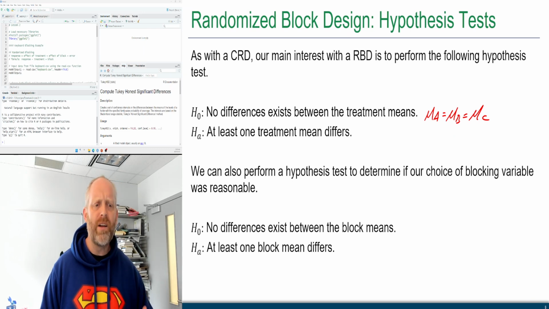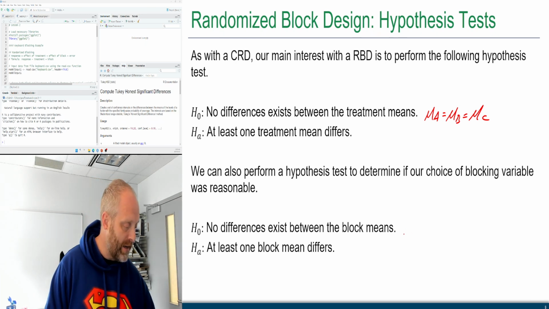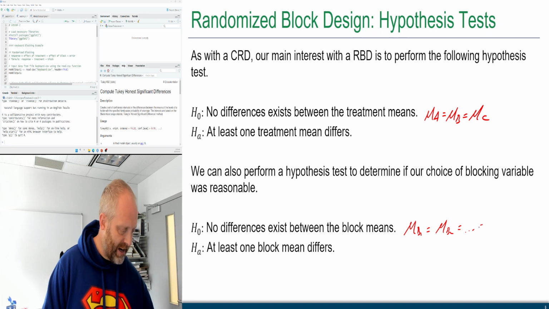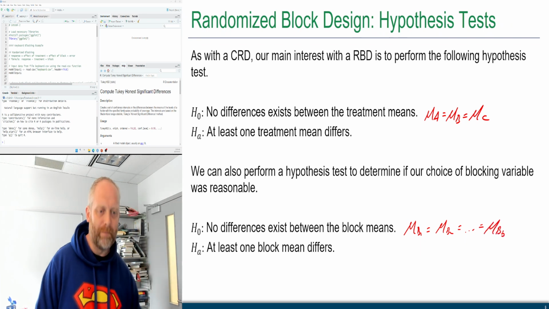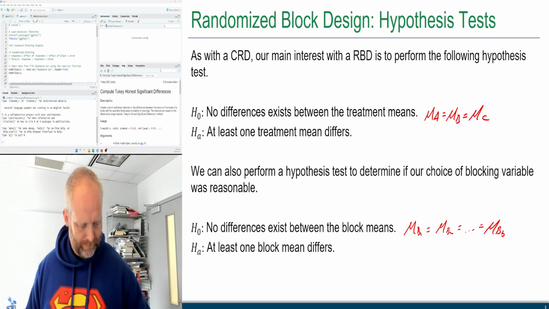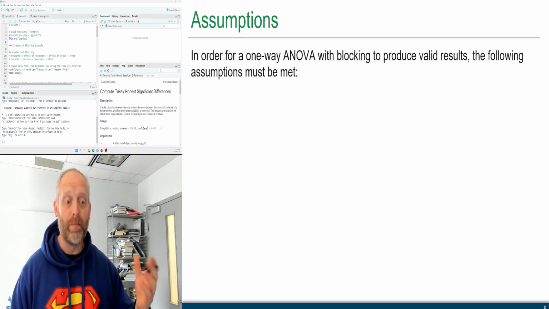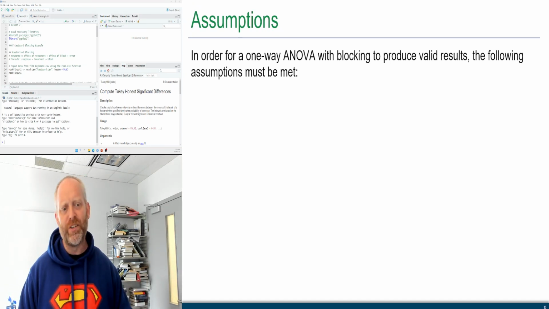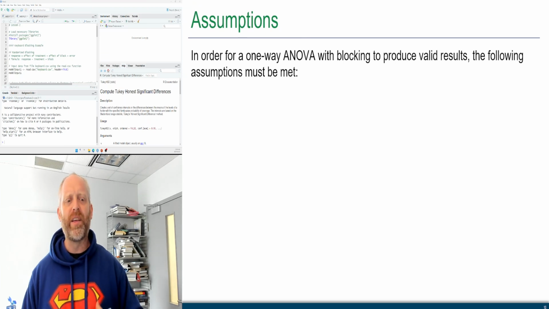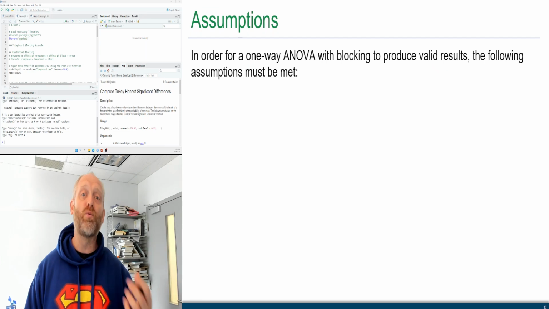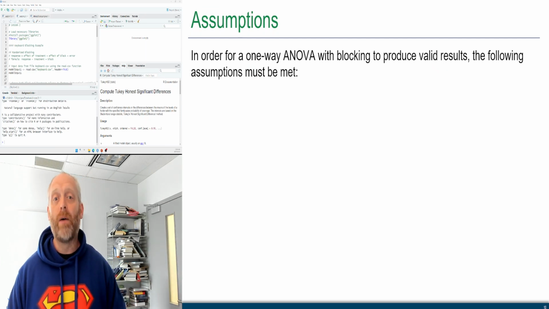So the null hypothesis is no difference exists between the block means. So again, the mean of B sub 1 is equal to the mean of B sub 2, which is equal to the mean of B sub smaller b. There we go. And of course, the alternative is at least one of them is different. We don't know which one, but if we do reject the null hypothesis, then, if we're thinking about the car example, then at least one of the cars operates better regardless.